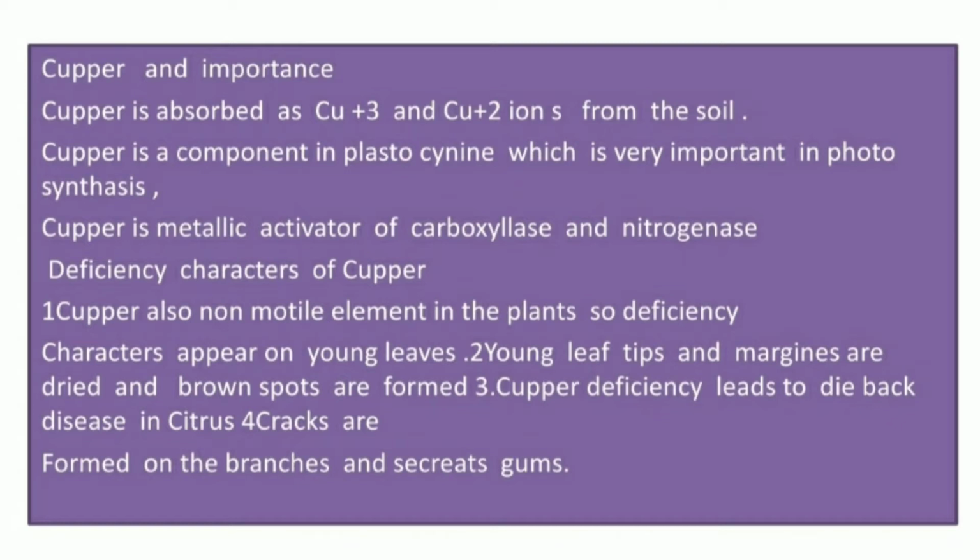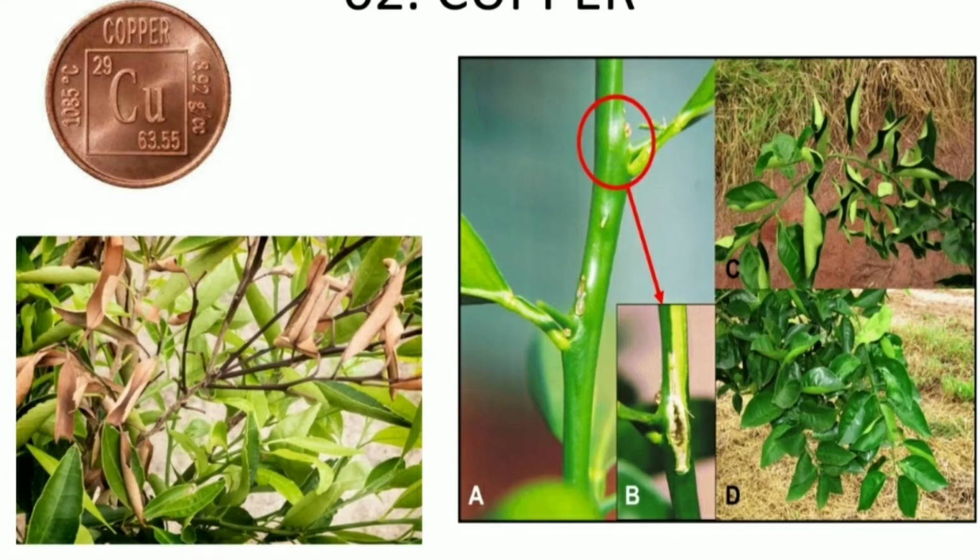Copper deficiency leads to dieback disease in citrus. The branches of citrus develop cracks and gums secrete from the stems. This character is considered as exanthema. It occurs especially in citrus trees, citrus species.